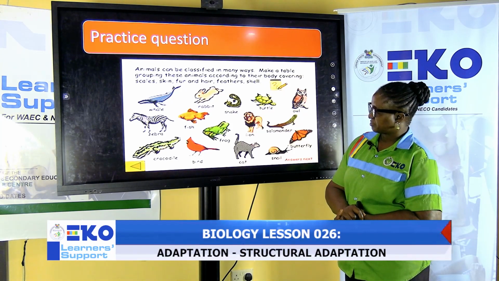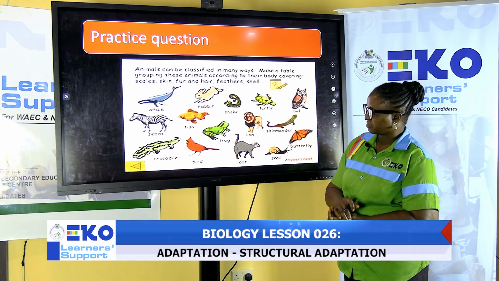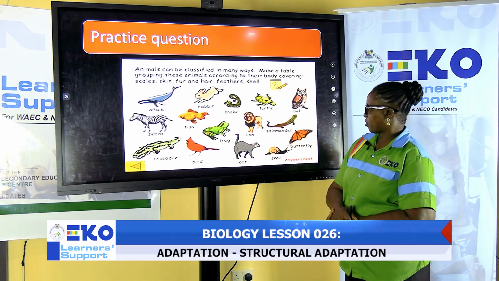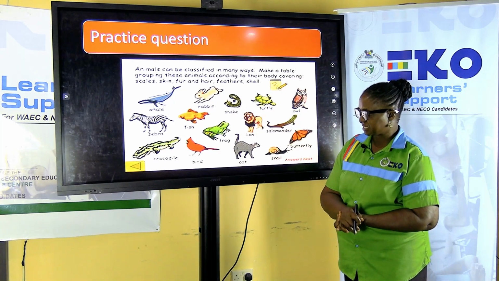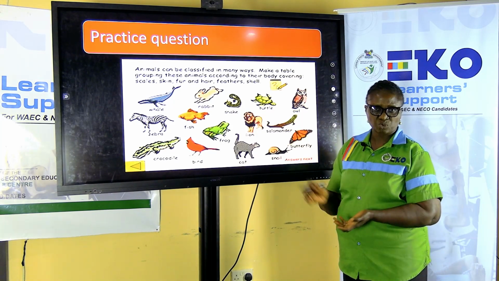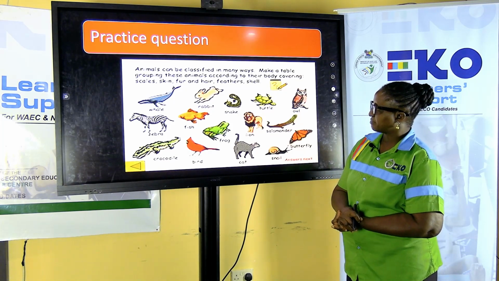Many of these organisms here: there's a whale, a rabbit, a snake, turtle, zebra, fish, a frog, lion, salamander, butterfly, snail, cat, bird, and crocodile. So quickly, I know you are working, you are attempting it.